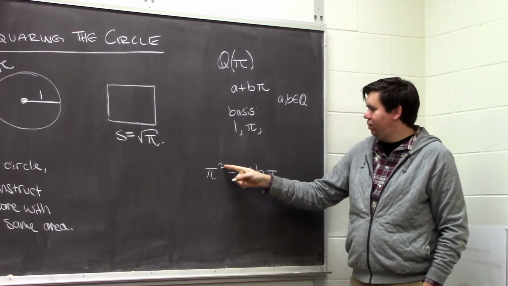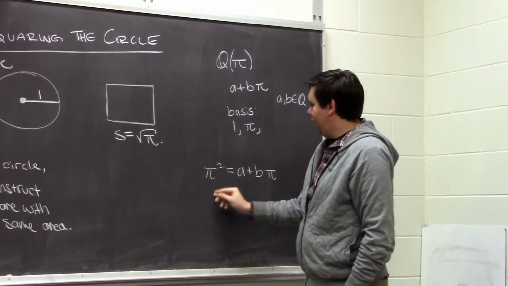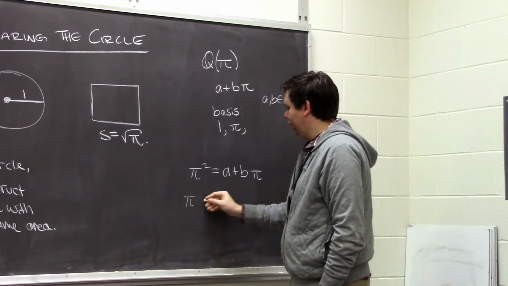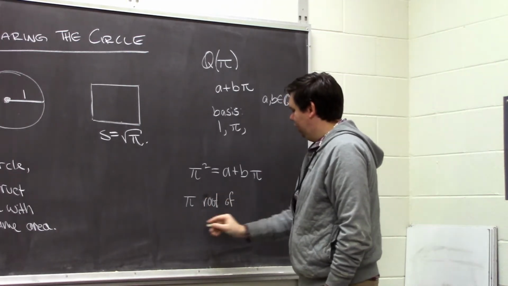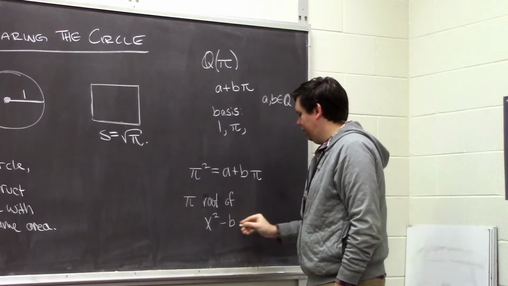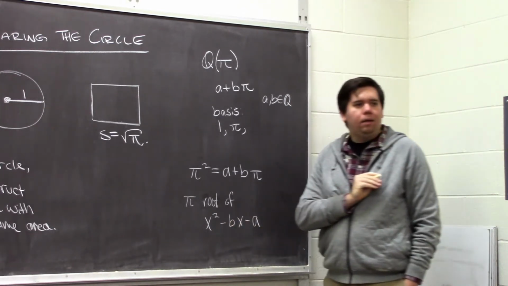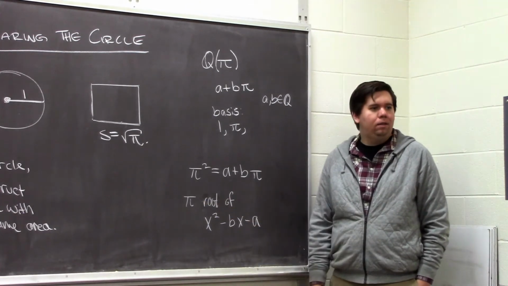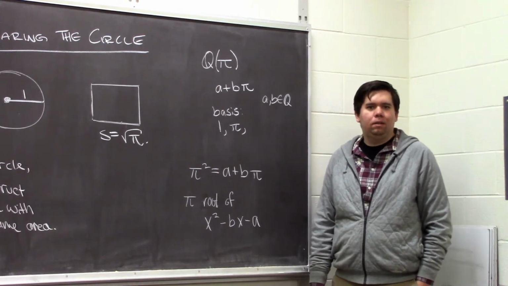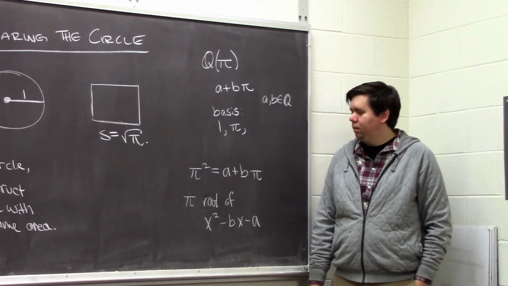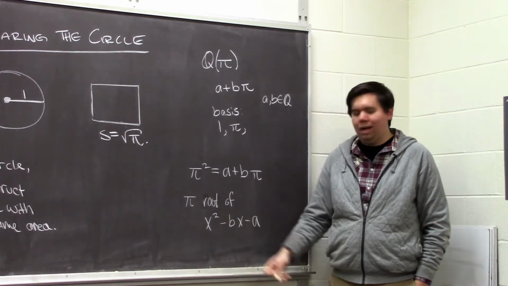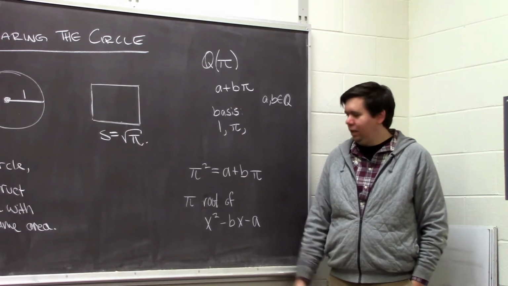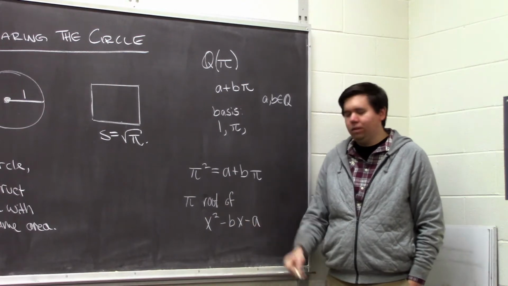If you could write pi squared as some a plus b pi, then pi would become a root of the function x squared minus bx minus a, where a and b are rational. Is pi a root of this? Why not? No, you can have irrationals that are roots of quadratics. It's not because pi is irrational. Is pi the root of some polynomial with rational coefficients?